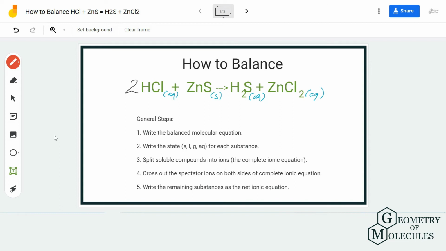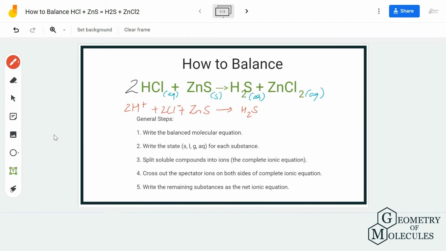Once you have done that, we have to split strong electrolytes into ions. What that means is, for example, HCl is a strong electrolyte and we have to split it. It would be split into H plus and Cl minus, and you have to write these ions over here. So you have to write 2H plus, 2Cl minus. Remember to count this 2 whenever you are writing this. Once done, you can write the ZnS as it is. Then when you proceed forward, you have H2S over here. This is a weak electrolyte, and weak electrolytes cannot split when they are in aqueous solution, so you have to write it as it is.